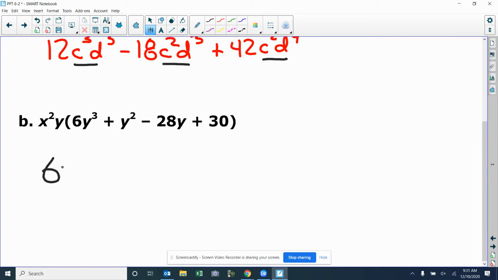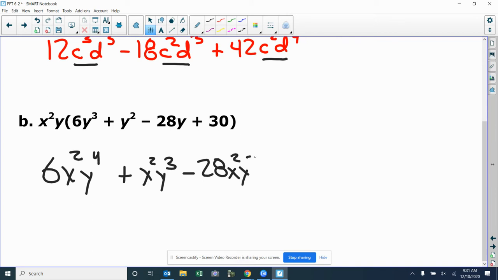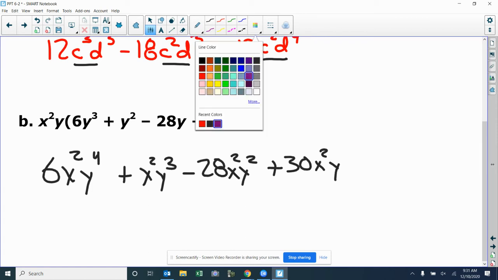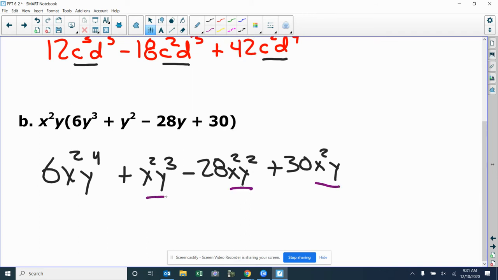Let's see what we're gonna have. 6. I'm gonna put the x first. It's just the way we kind of do it. That's gonna be my y to the 4 plus x squared y to the 3rd. No numbers there. Minus 28. I'm gonna have x squared y squared, I think. And then we're gonna finish up with plus 30. And that is x squared y. Let's check and make sure nothing is common. None of them are common, are they? So we're done. We're ready to move on.